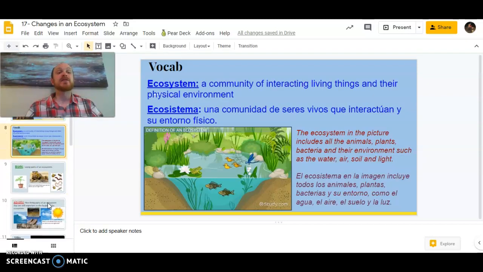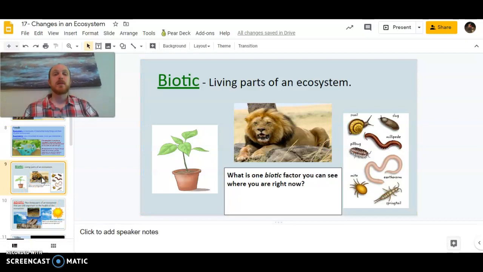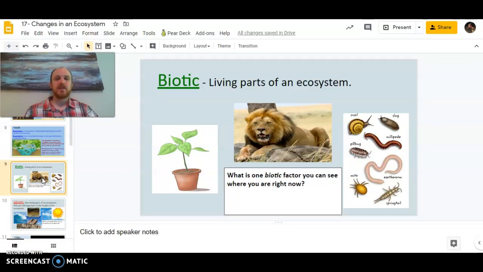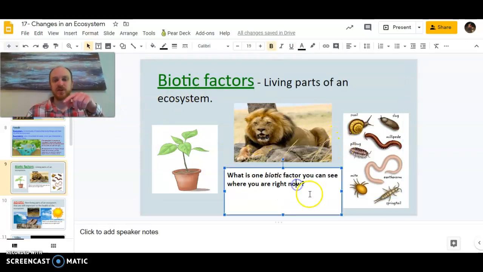Ecosystem, this was the same definition as we used before, same slide. Ecosystem is all the things, living things, and non-living things in an area. They all interact with each other. So we call the living things biotic. Biotic things are living things. Actually, that biotic would be an adjective. So these would be biotic factors, maybe, or living parts of an ecosystem. So what is one biotic factor? Look at this question down here that you can see where you are right now. What is it? Just look around you and give me a biotic factor.